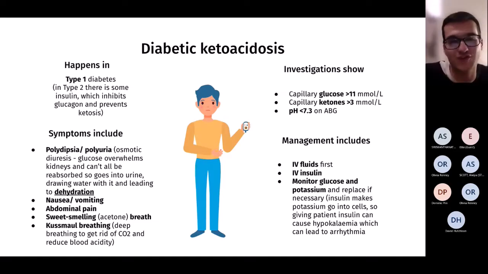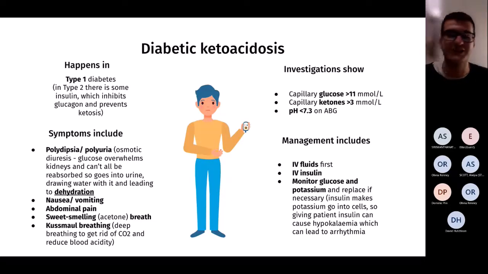You also get nausea and vomiting, abdominal pain, and this sweet-smelling breath, which is interesting, and that's because ketones have a sweet smell when you've got lots in your blood. And you get Kussmaul breathing, which is your body trying to compensate for the metabolic acidosis. Your blood's very acidic. CO2 causes your blood to be acidic, so you do this deep breathing to get rid of CO2 to make your blood less acidic.